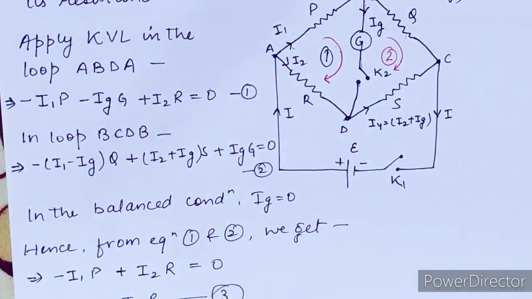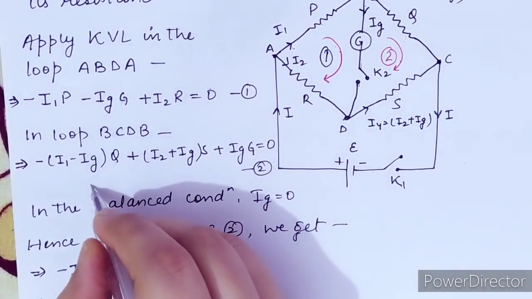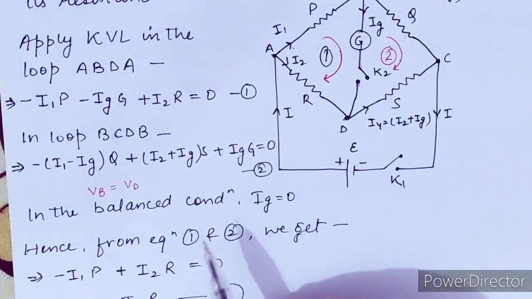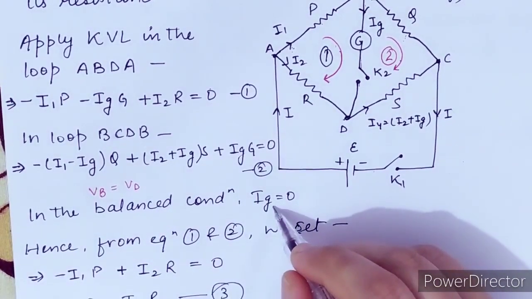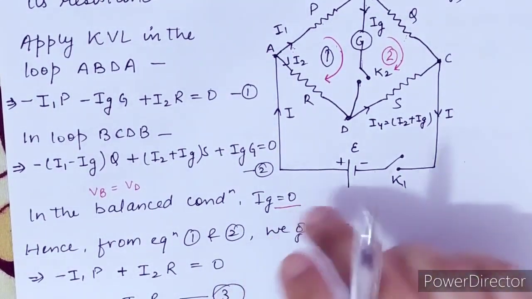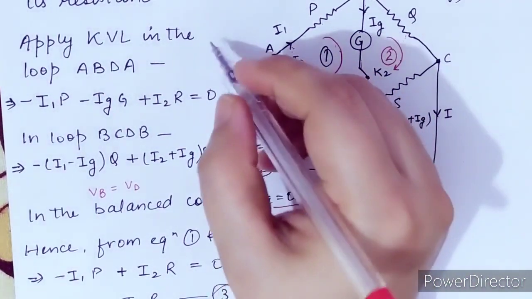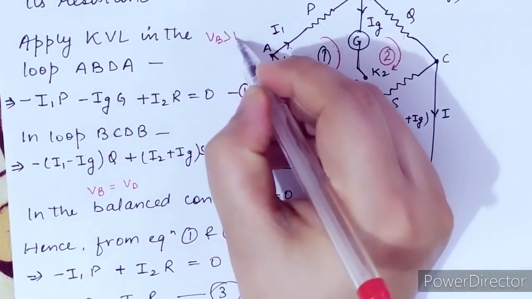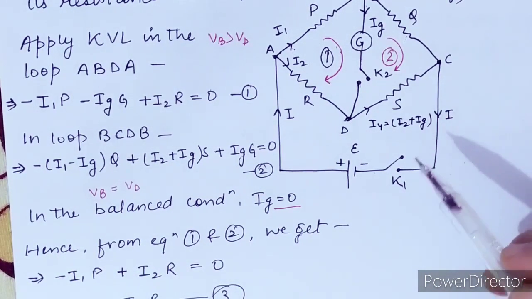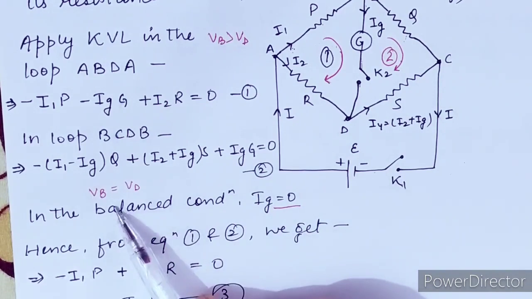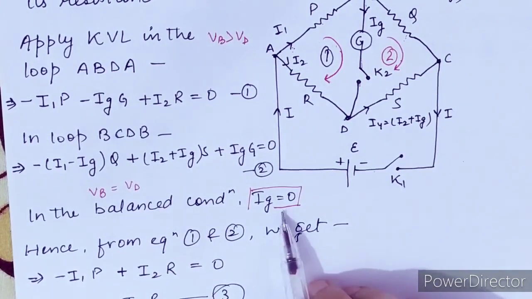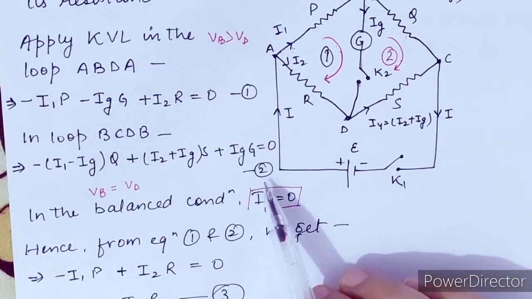Now when we discuss the balance condition, it means VB is equal to VD. In this condition your Ig is equal to 0. First of all, when we applied all these values, we had taken VB greater than VD. Then only I1 minus Ig and I2 plus Ig are possible. Now for the balance condition, VB equals VD, meaning Ig equals 0. Just put Ig equals 0 in these two equations.